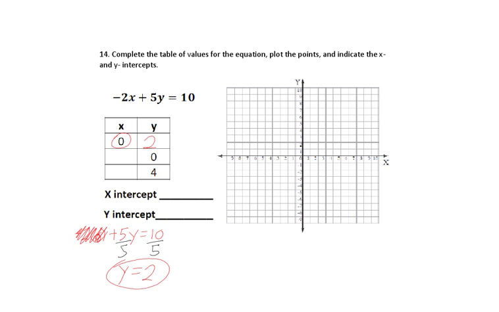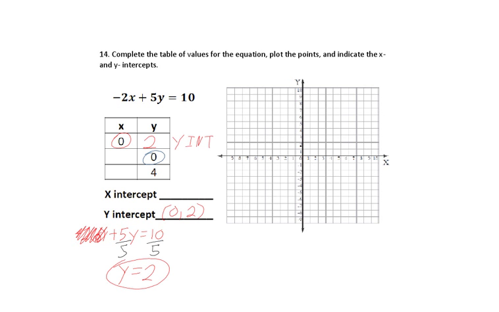And you know what this is? This is actually the y-intercept. How do I know? Well, the y-intercept is asking, what is y when x is 0? Well, when x is 0, y is 2. So the y-intercept, I'm going to put the point 0, 2. Okay.